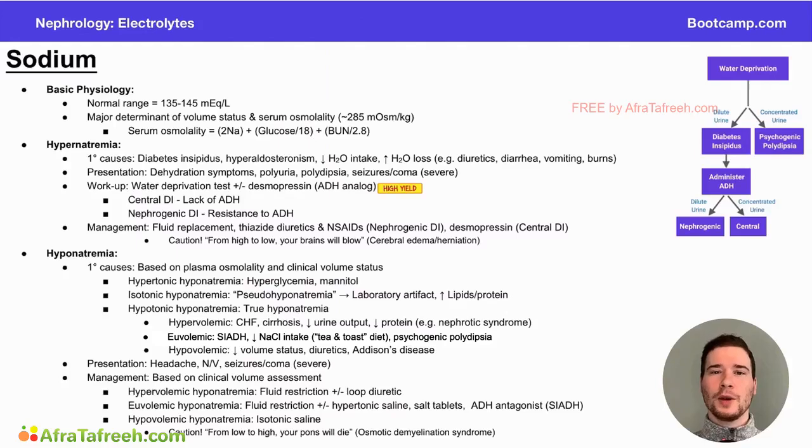So the first electrolyte we're going to talk about in this video is sodium. Super important, sodium is to the body. The normal range of sodium is approximately 135 to 145 milliequivalents per liter. So if our sodium is greater than 145, we say we're hypernatremic, and if it's below 135, we say we're hyponatremic. It's very important to know that sodium is the major determinant of volume status and serum osmolality.